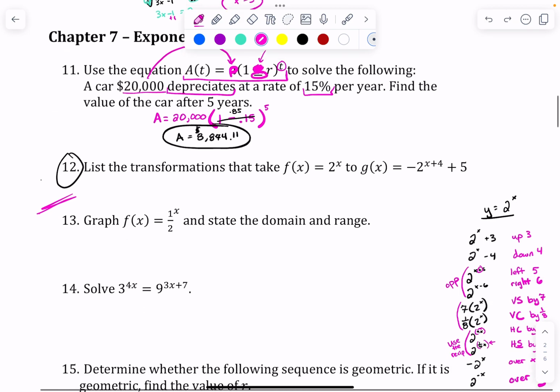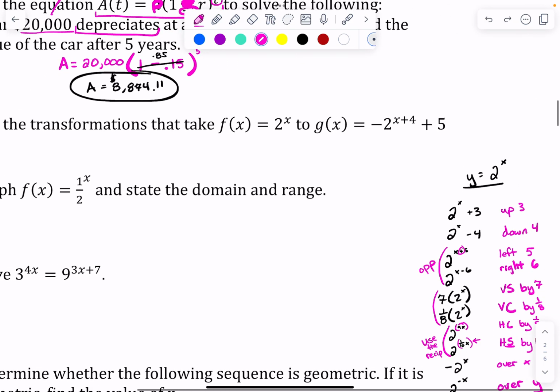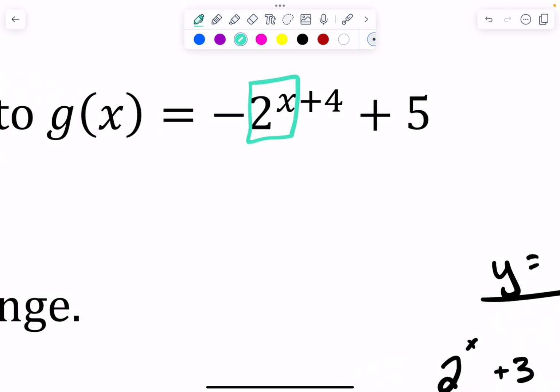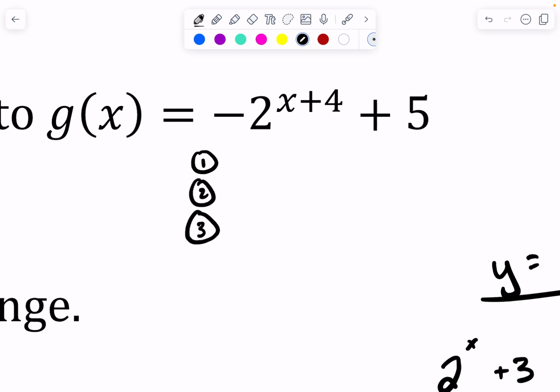Okay, all right, so number 12, let's list the transformations. Okay, we're starting with 2 to the x power. I know we have a lot of things happening, okay? So 2 to the x power is this guy right here. So I actually have 1, 2, 3 things that are happening to this function, okay? Now, if you don't necessarily list them in order, I probably won't count it wrong. My trig class that are doing these same things right now, I do expect them to put them in the correct order, but you guys, if you accidentally get them out of order, that's fine. I won't count it against you.